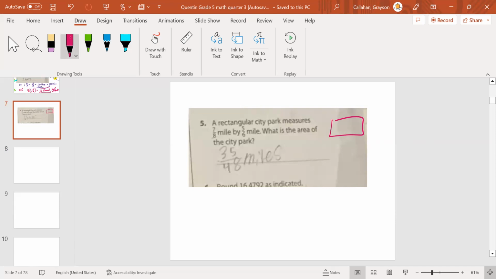Okay, so then we need to draw a picture. This is your picture. Which one do you think is a longer mile? Is it the length or the width? Which one's gonna be longer? Which one looks longer? I'm saying, is the length longer or the width longer?